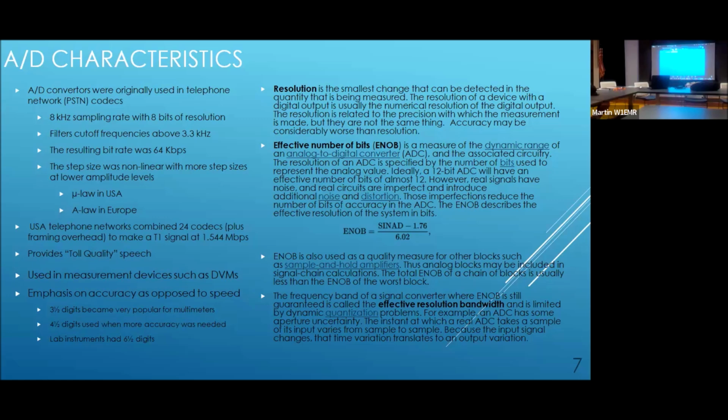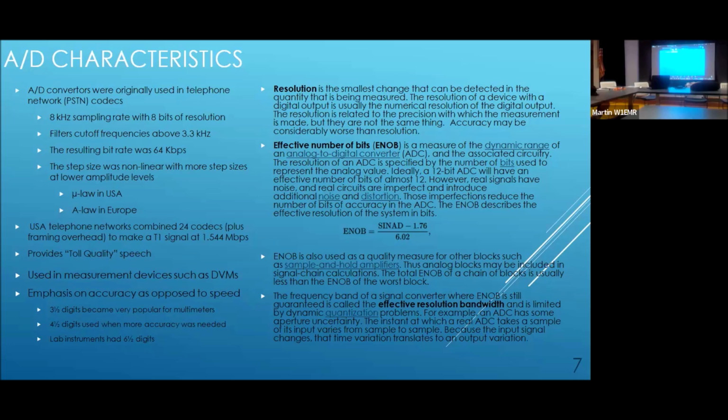Okay, so the very first A to D converters were originally used in the public switched telephone network starting in the early 60s, and they used an 8 kilohertz sampling rate with 8 bits of resolution. They had filters in these devices that would cut off any frequency above about 3.3 kilohertz. That gave us a bit rate coming out of these things of 64 kilobits per second. Okay, that's pretty neat.